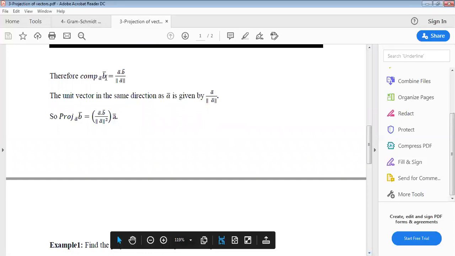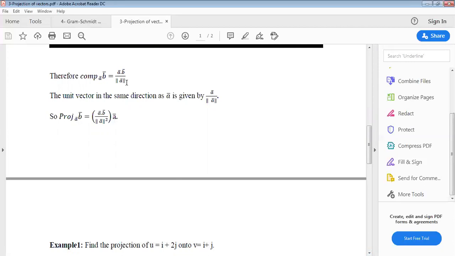Therefore, the component of b bar on a bar is equal to a bar dot b bar by magnitude of a bar. So the unit vector in the same direction as a bar is given by a bar by magnitude of a bar. So the projection of b bar on a bar is equal to a bar dot b bar by square of magnitude of a bar, into a bar.